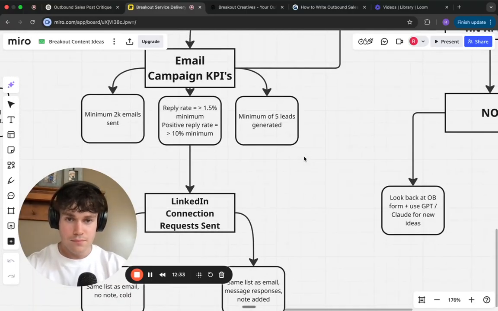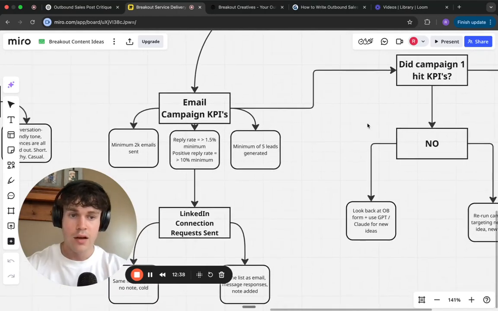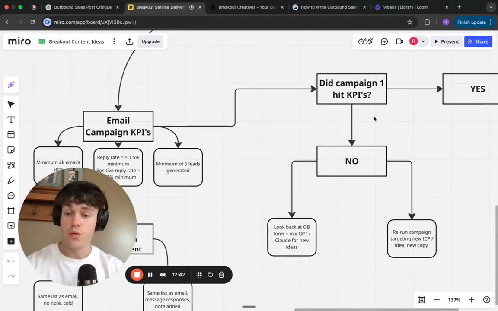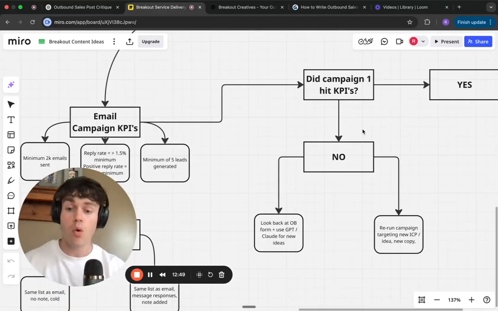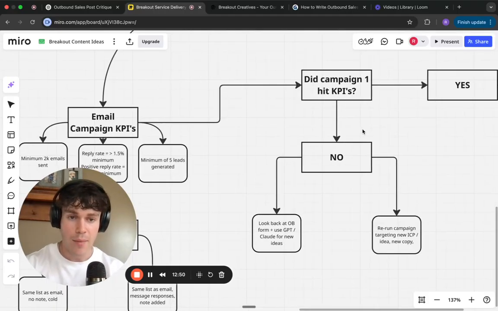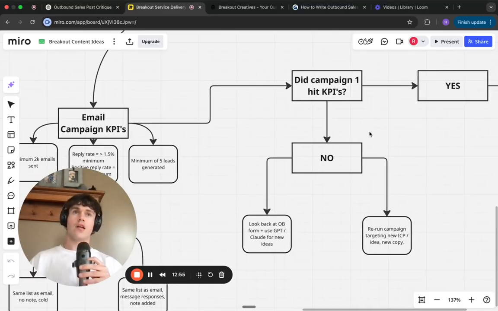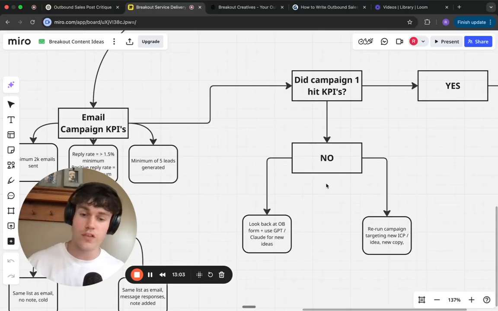Now, let's say you run this campaign here. With these KPIs, if they're not hit, what do you do? And if they are hit, how do I do more? How do I find more leads, right? I made this extremely simple in what we do internally here at Breakout. If your campaigns are not hitting these three KPIs right here, I think there are two steps you have to do.